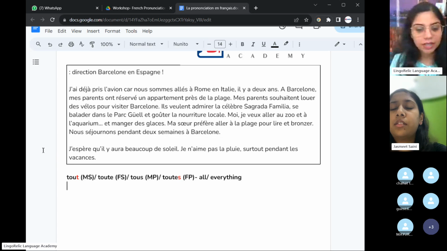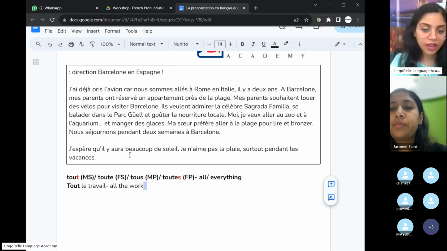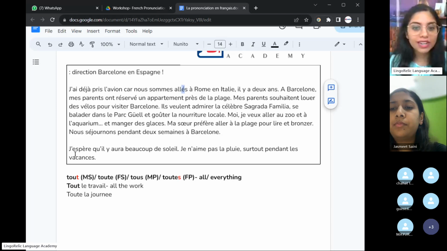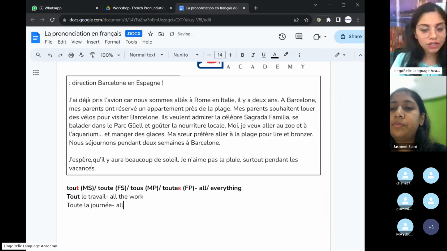Let me give you some examples. Tout le travail, as in all the work. Now, all the work is le travail, a masculine noun, and that is why I have used a masculine singular form here, tout le travail. But if I want to say all day long, I will say toute la journée. Toute la journée means all day long. Journée is a feminine noun, so I'm saying toute la.